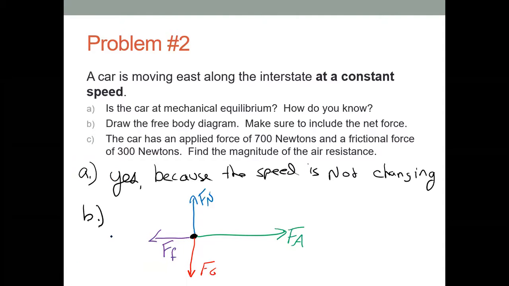Now I want you to notice how I'm going to draw this. If I've got 2 things pointing back, I line them up end to end like this. So there's friction, there's drag, FD. And the other thing I'd like to point out to you is that since we said it's mechanical equilibrium, the net force should be 0. So the length of these 2 arrows put together should be about the same as the length of this arrow. And then to finish up the free body diagram, we're going to say, okay, the net force is 0. All right. So that's part B.